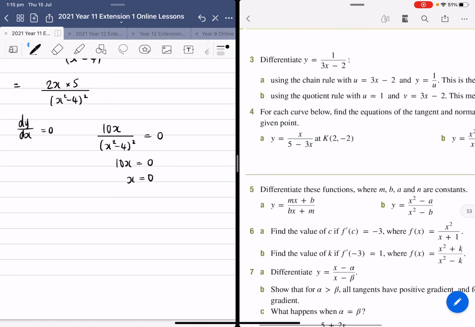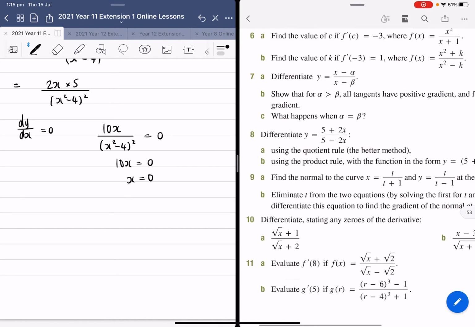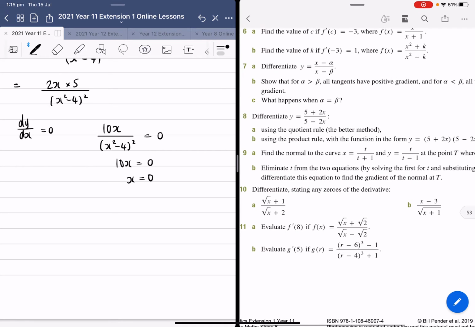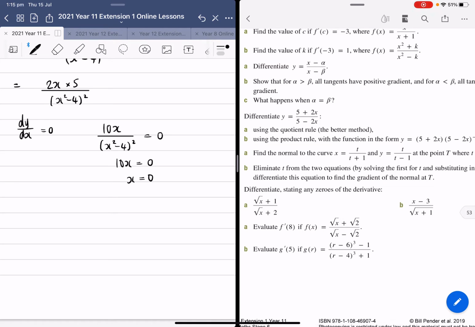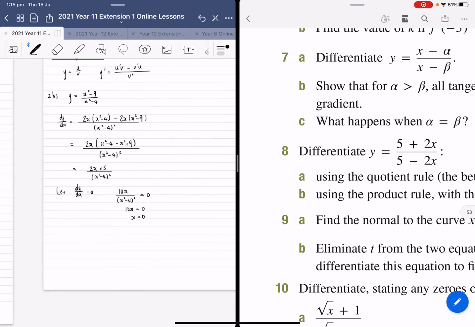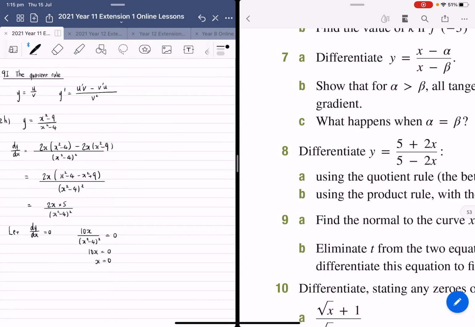All right, now I'd like to do another one this time. So I'd like to do question 8. Okay, question 8. Question 8 is quite interesting, all right? Question 8 asks you to differentiate this one and use the quotient rule. In the bracket, they say it's a better method. Then use the product rule with the same function to do this question here. So we're going to use both product and quotient rule for this question, and you can decide which one is easier for you to do and what's the reason behind it.